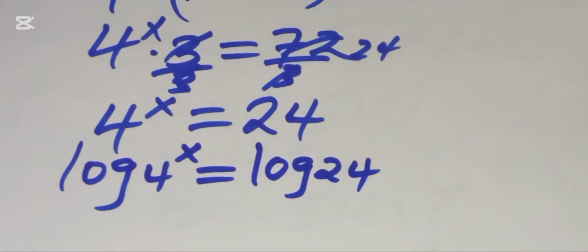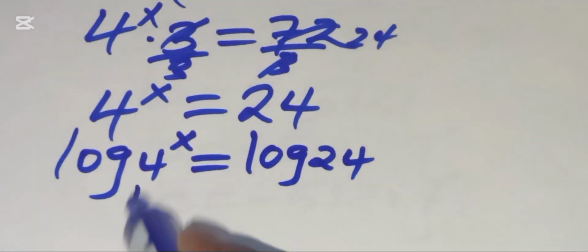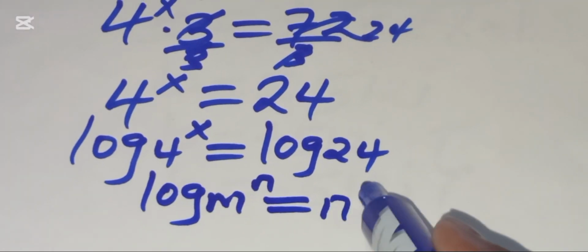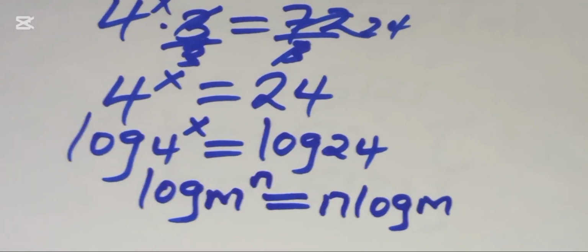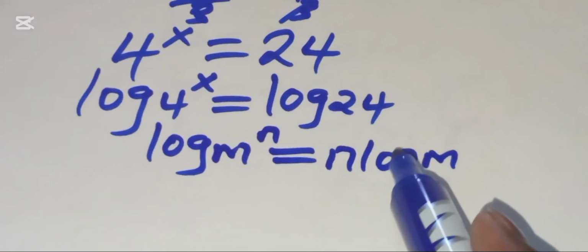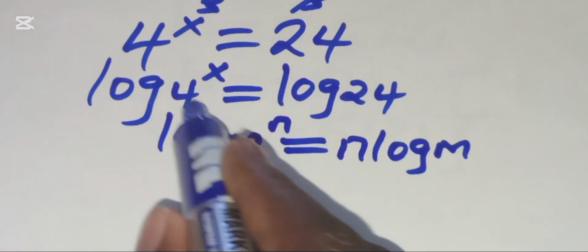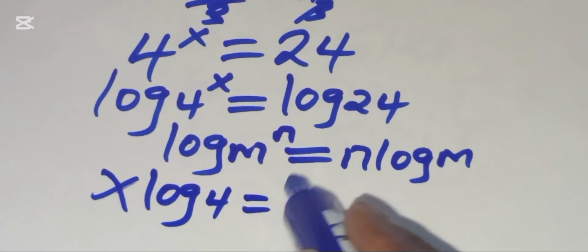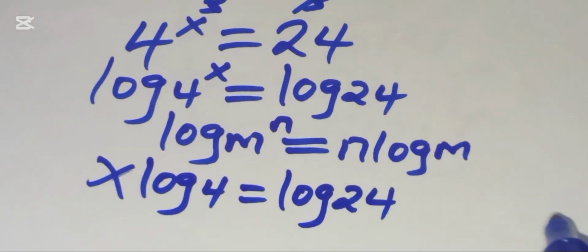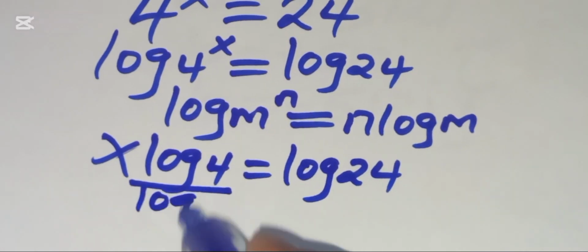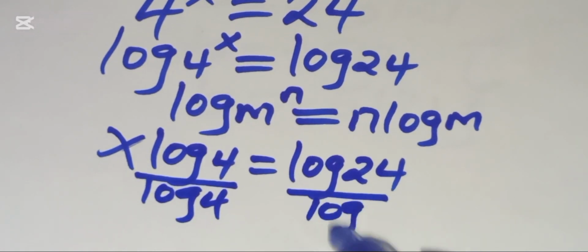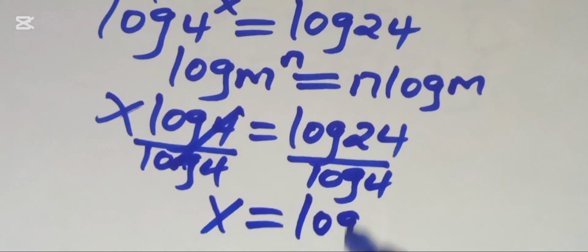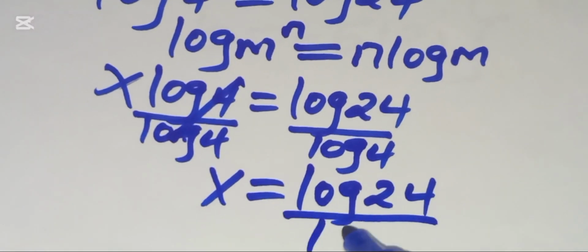Okay. So log 4 to power x is in the form of log m to power n, which you can express as n log m. Now applying this power rule property of logarithm, log 4 raised to power x becomes x log 4, which is equal to log 24. So we divide both sides by log 4, so that x is equal to log 24 divided by log 4.